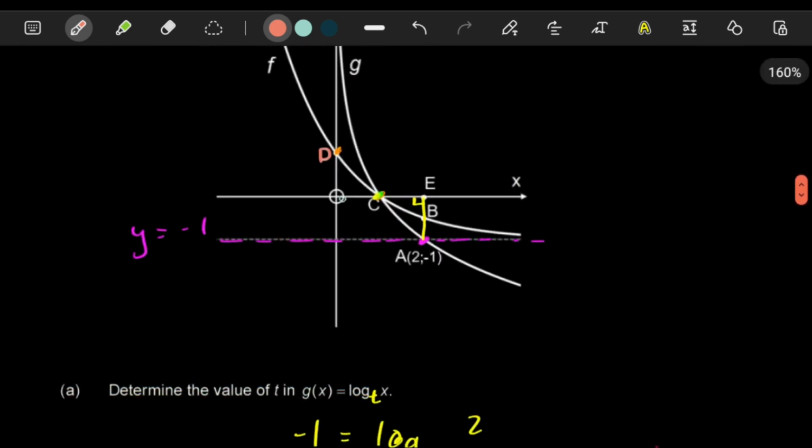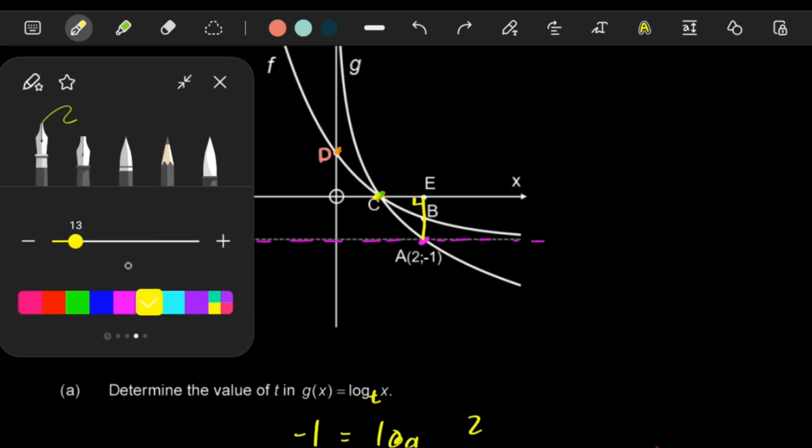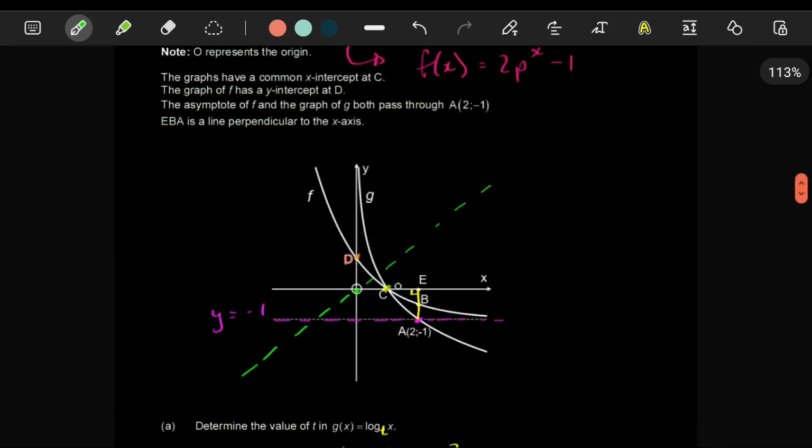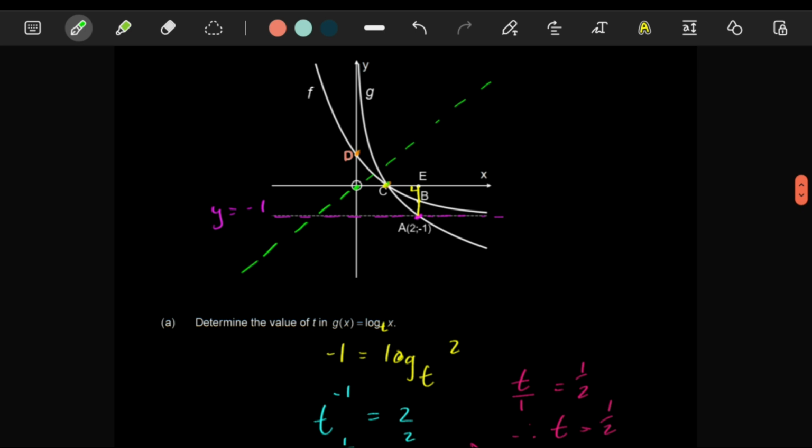No, are they? No, they're not, because they would only be inverses of each other if they were a reflection of each other about the line y equals x. So remember, this green line is the line y equals x. If these graphs were inverses of each other, there would need to be a mirror image on the left here and on the right here. So just be careful of things like that.